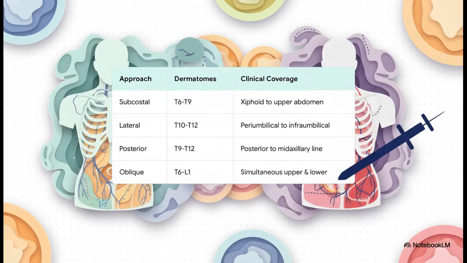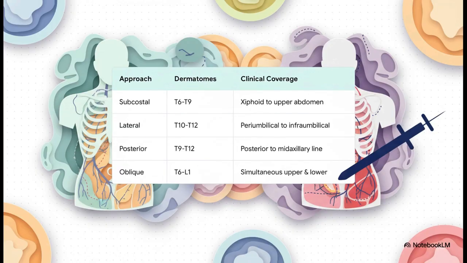Third is the posterior approach. By moving your probe posterior to the mid-axillary line, right near that historic triangle of Petit, you catch T9 through T12. Plus, and this is key, those essential lateral cutaneous branches we just talked about. This posterior approach is incredibly well known for providing a significantly longer duration of analgesia because the drug pools nicely in that space.